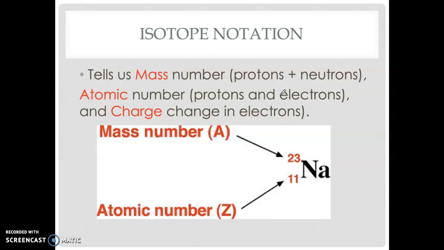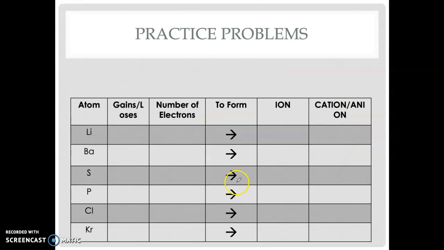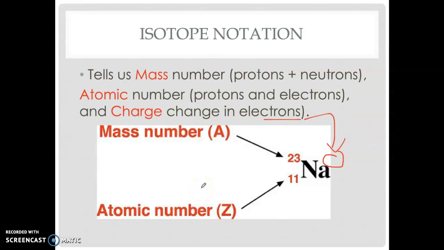So isotope notation tells us the mass number, as we talked about, which is protons plus neutrons, and the atomic number, which is protons and electrons. And then a charge, if there's a charge, it would be right here. This is where the charge would be. And that would tell us if we need to change electrons at all. So let's look at a few examples of that. Make sure you pause and get those notes.